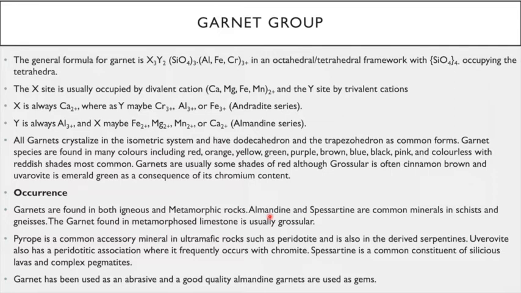Pyrope is a common accessory mineral in ultramafic rocks. Keep in mind, ultramafic rocks such as peridotite, and it is also in the derived serpentines. Uvarovite, another garnet mineral, also has a peridotitic association where it frequently occurs with chromite. Spessartine is a common constituent of siliceous lavas and complex pegmatites. Garnet has been used as an abrasive, and good quality almandine garnets are used as gems.